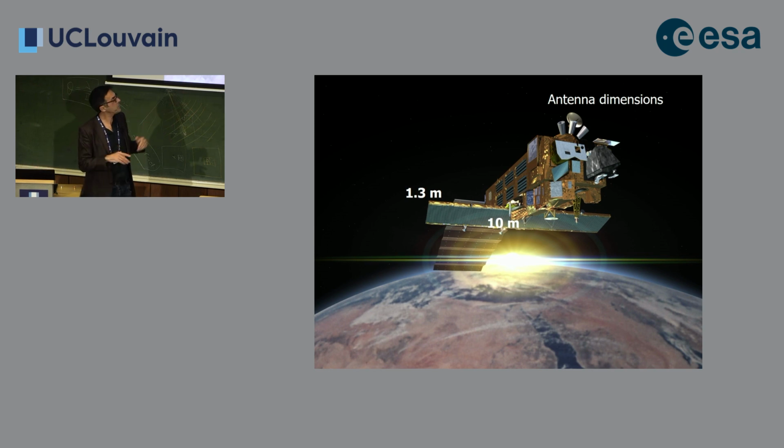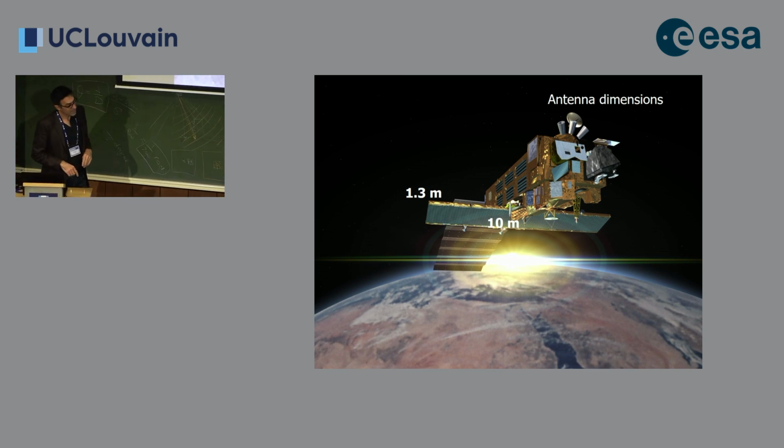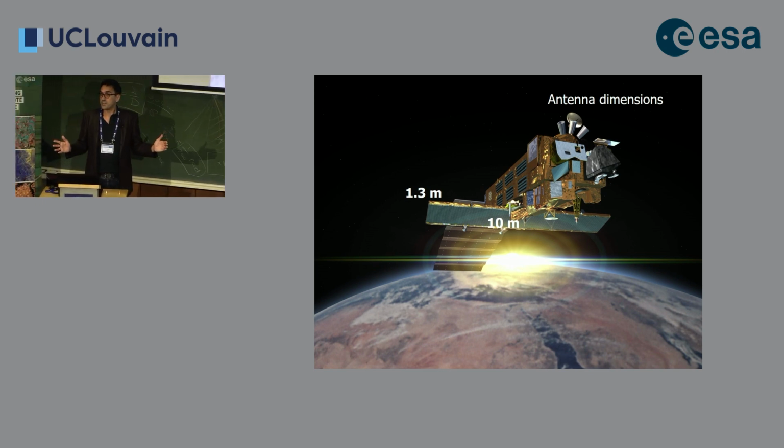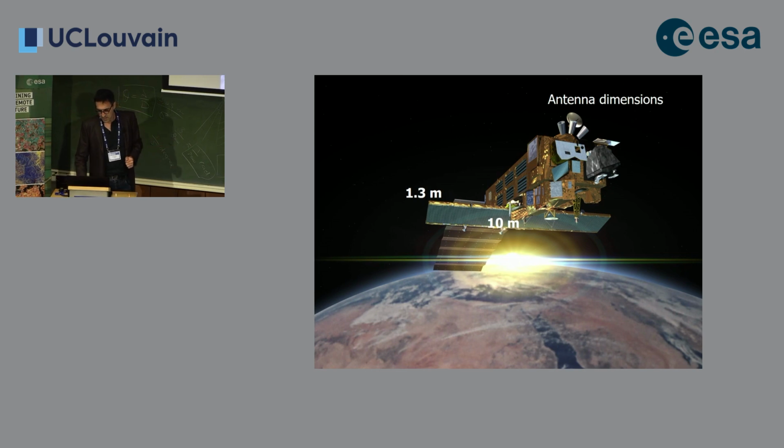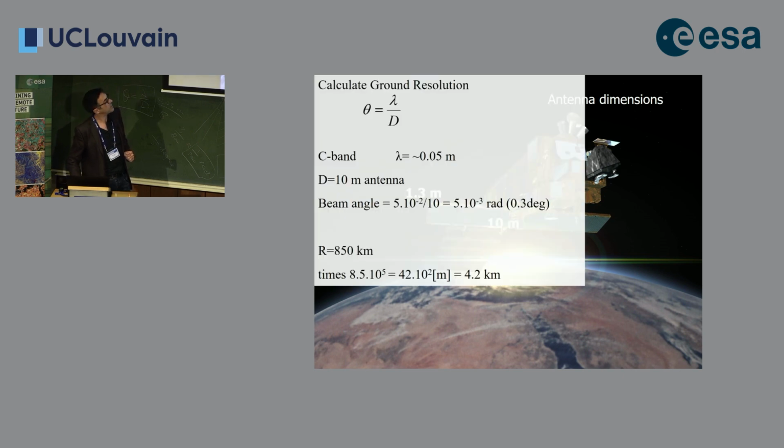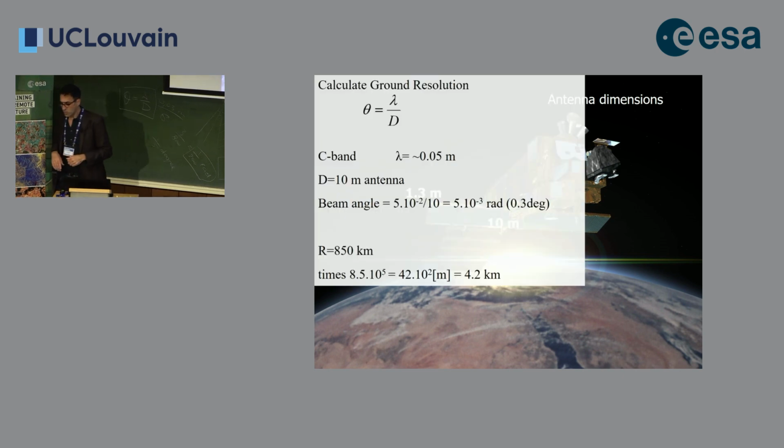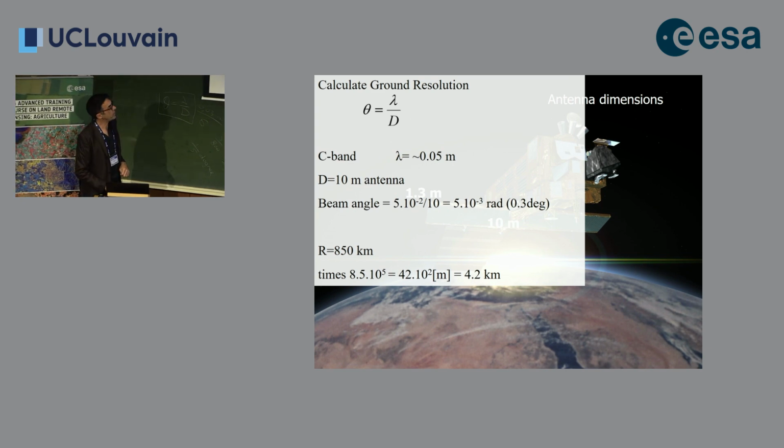Sentinel is also very, very expensive. I think Sentinel is maybe 1 billion euros or so. But still we have a resolution of 4 kilometers. Right, so that is horrible. So this is why, let's say, these SAR radars do not work if you simply use them as a radar.